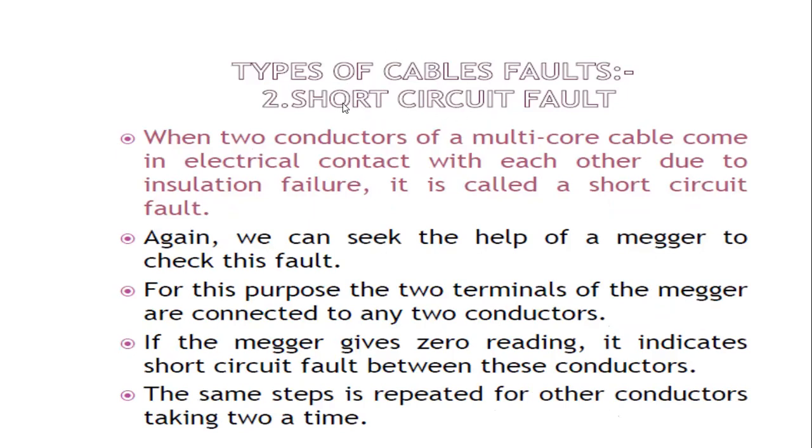How are short circuit faults obtained in underground cables? When two conductors of a multi-core cable come in electrical contact, that means the insulation between the conductors has failed. When that happens, short circuit faults are obtained.